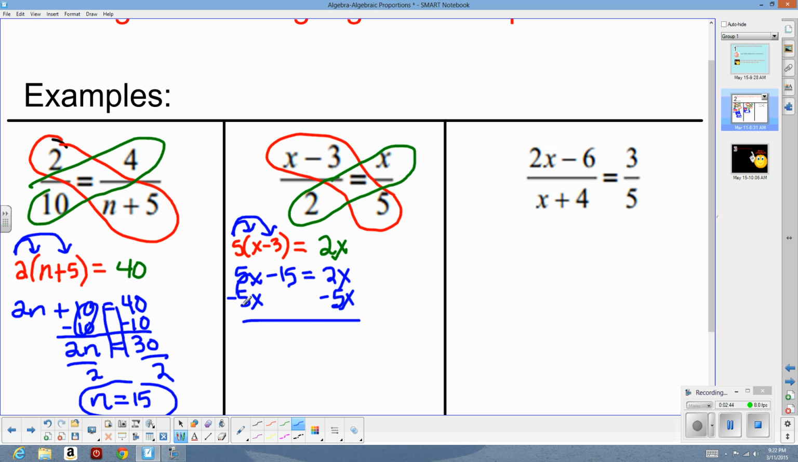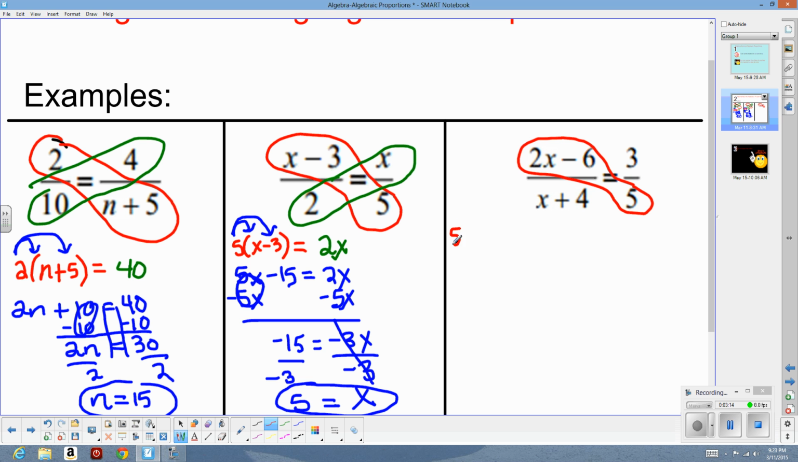5x take away 5x is 0x, and then you're left with a negative 15 on the left and a negative 3x on the right. Now divide both sides by negative 3. X equals 5. All right, next up.